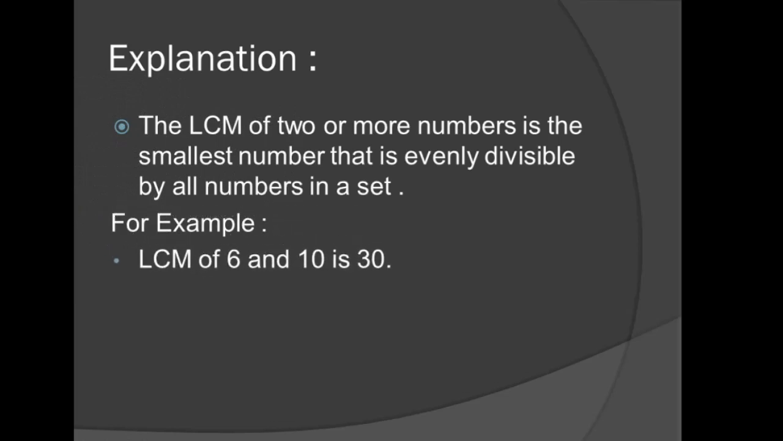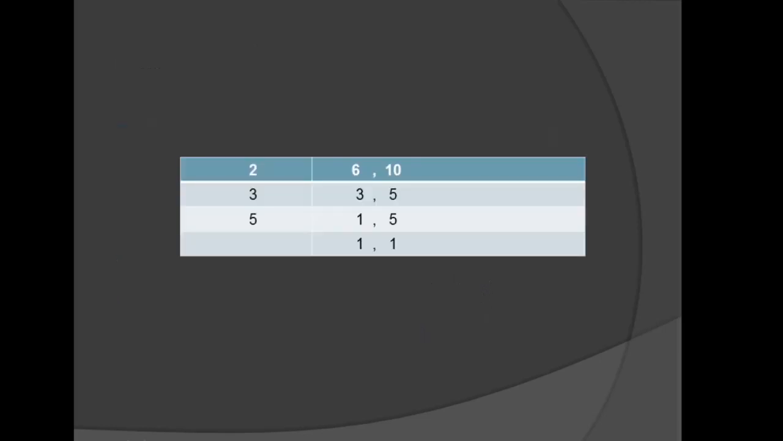Now I have taken certain examples. In the first example, the LCM of 6 and 10 is 30. In the second one, the LCM of 12, 18 and 20 is 180. The point is how we come to know that this becomes 30 and this becomes 180. We need to find it out one by one with proper working. Let's move on to the next slide.